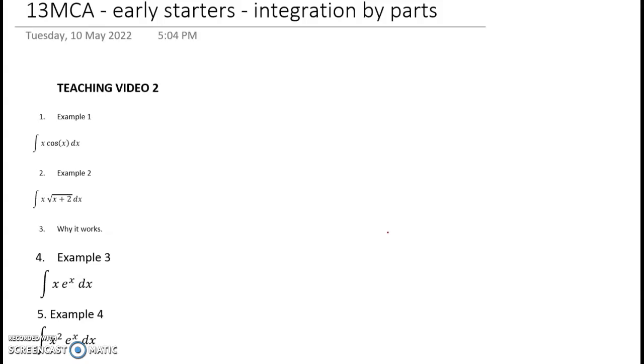Kia ora Year 12. This is the second video where I go through two very slow examples of integration by parts. In the first video, called Teaching Video 1, we did two examples where the technique felt a bit like magic. Somehow we integrated these things that look like products, right? And then step 3 was why it works. And that was my proof that involved the product rule, right?